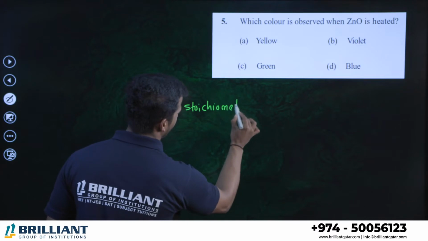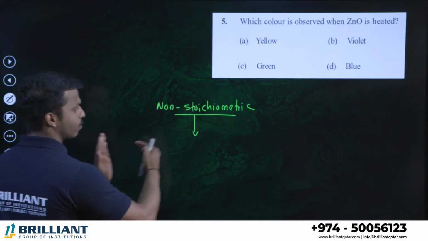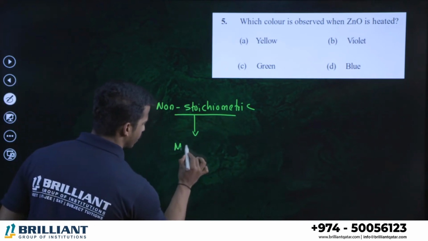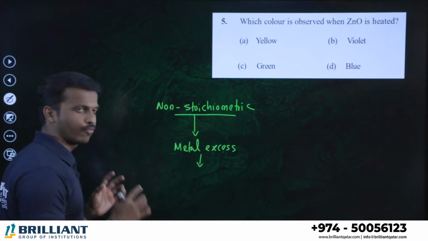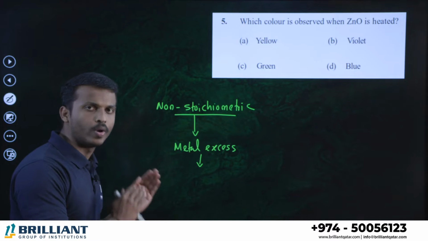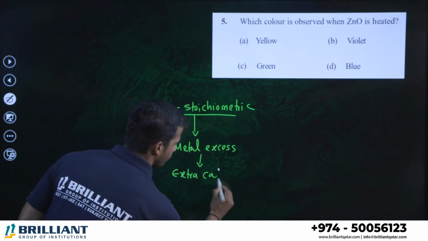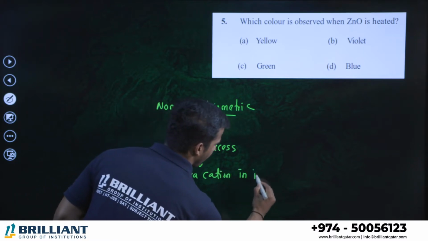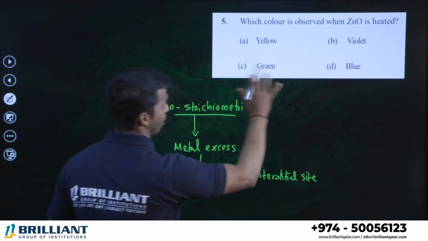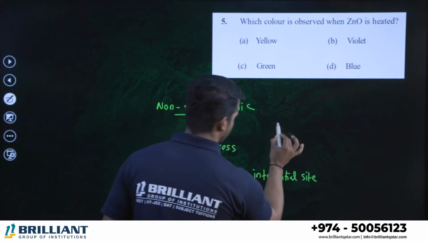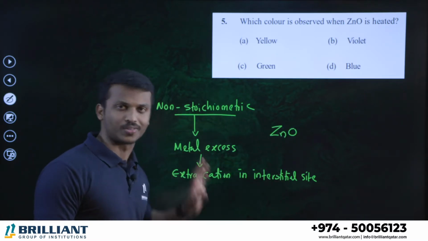Non-stoichiometric defect, one set is called metal excess, one set is called metal deficiency. This belongs to metal excess defect. Metal excess defect happens because of two reasons. One is due to F center, one is due to the extra cation in the interstitial site. It belongs to that category. You may study one equation or an example in this category, zinc oxide.